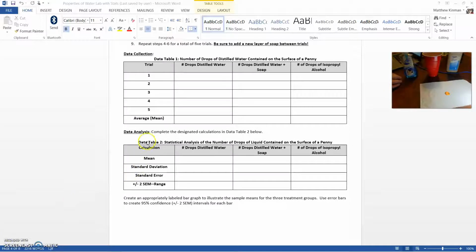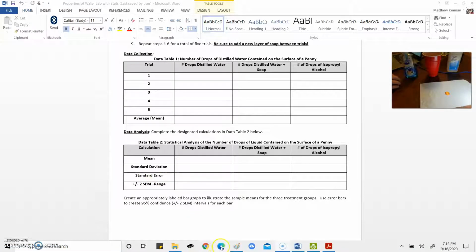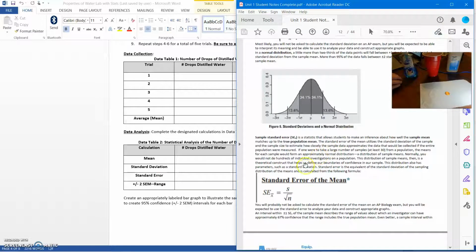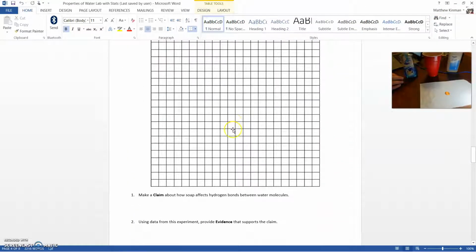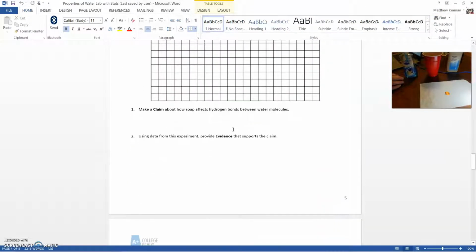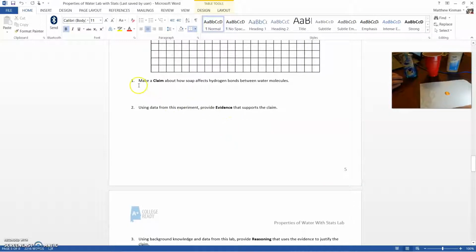Right, so for data table two, the statistics, I'm going to let you do that yourself. I've already shown you how to do that, so I'm not going to do a video for that, except for the standard error. I did not do a video for it, but it is in your notes on page 12 of your student notes. Standard error of the mean, there's the formula. It's just your standard deviation divided by the square root of the sample size. So I'm not going to show you how to do that statistics, but if we move down, you got to do another graph, and then it has some statements for you.